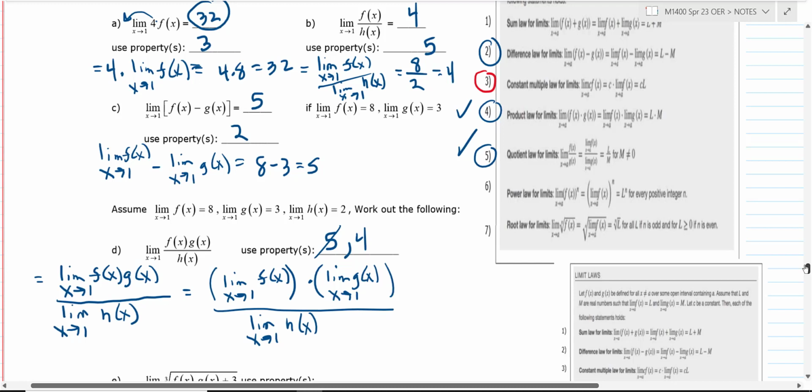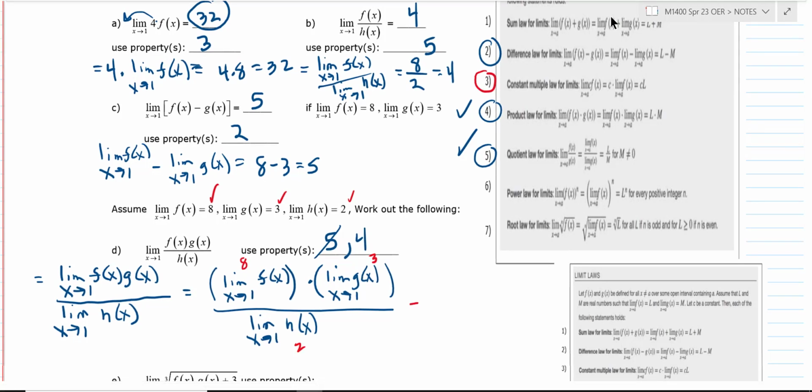But technically you're doing this, then you're breaking that up into a product like that. So there's 2 properties going on in the same problem. Now if you look above at what I gave you, the limit of f of x was 8, the limit of g of x was 3, and the limit of h of x was 2. So I'm really just doing 8 times 3 over 2. So you could just go 24 over 2. So that limit is equal to 12. Okay, so that's the answer on that.